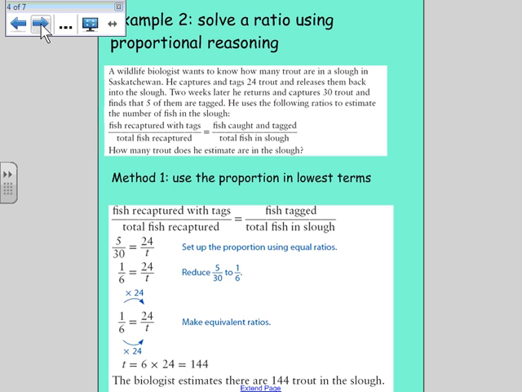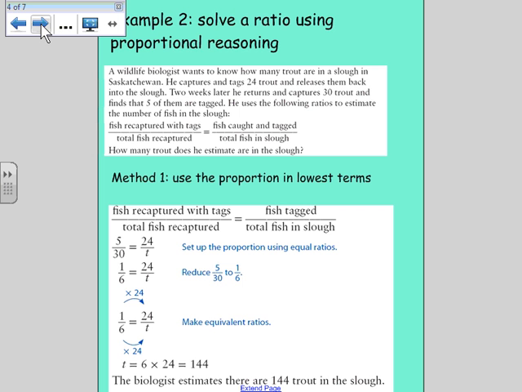Example 2. So a wildlife biologist wants to know how many trout are in a slough in Saskatchewan. He captures and tags 24 trout and releases them back into the slough. 2 weeks later, he returns and captures 30 trout and finds that 5 of them are tagged. He uses the following ratios to estimate the number of fish in the slough: fish recaptured with tags over total fish recaptured, and then fish caught and tagged over total fish in slough. How many trout does he estimate are in the slough?